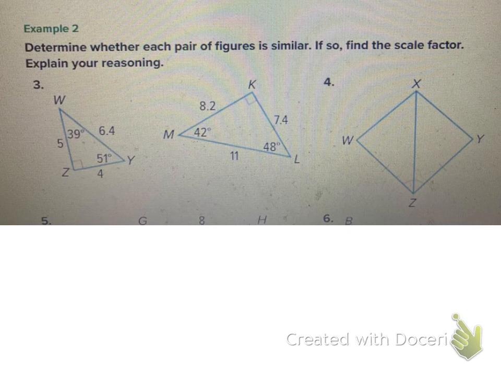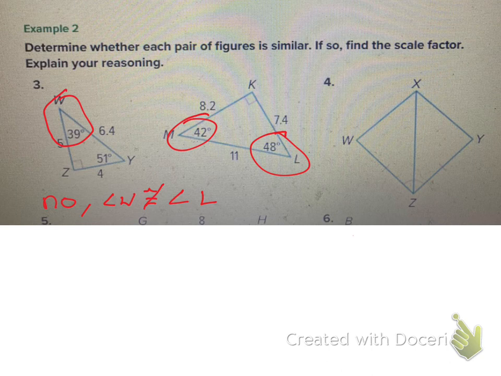Number 3 here. Jump through these pretty quick. Super easy right here. No, W is not congruent with L. The angles have to be congruent. So if you look at that, I mean, pretty obvious. W is 39, L is 48. You got M is 42, Y is 51. Those angles are not congruent. So those triangles are not similar.